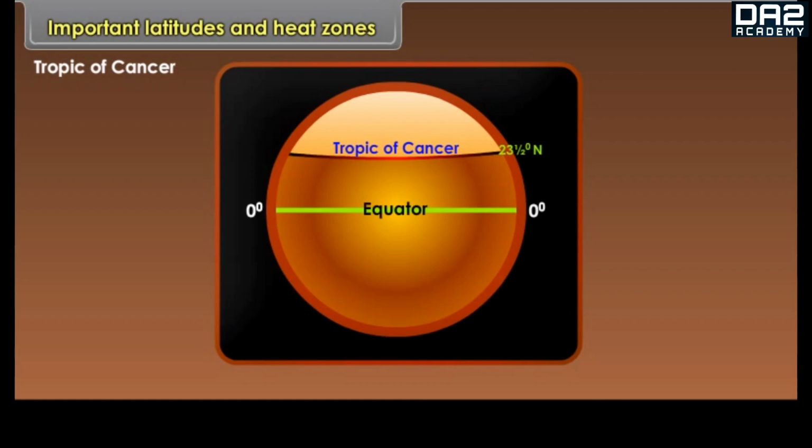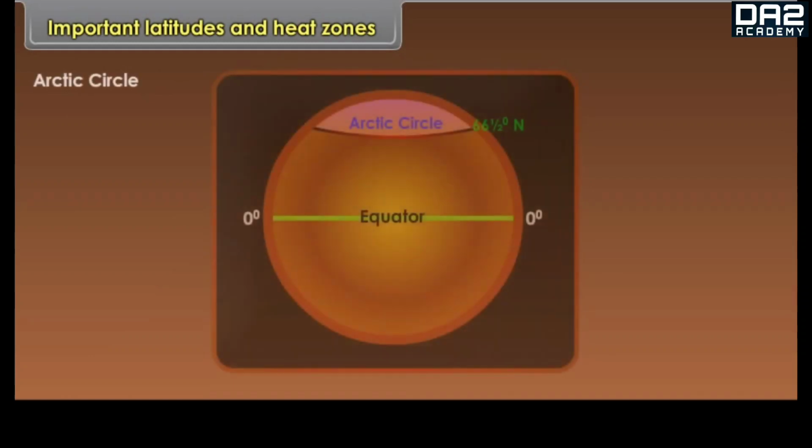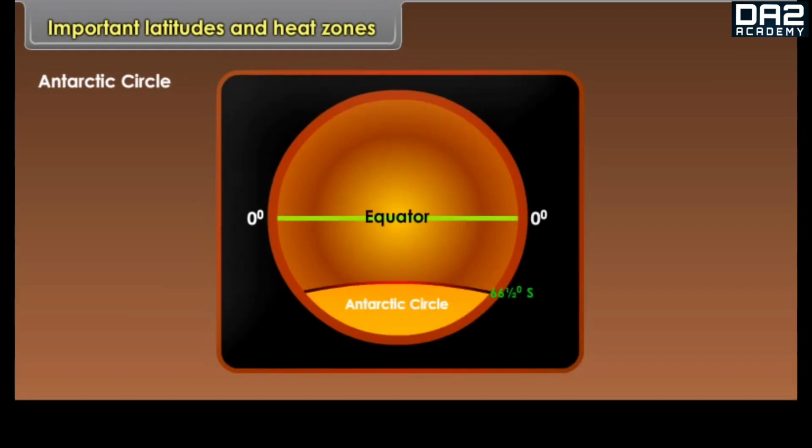Tropic of Cancer. It is the parallel of 23.5 degrees north in the Northern Hemisphere. Tropic of Capricorn. It is the parallel of 23.5 degrees south in the southern hemisphere. Arctic Circle. It lies at 66.5 degrees north of the equator. Antarctic Circle. It lies at 66.5 degrees south of the equator.